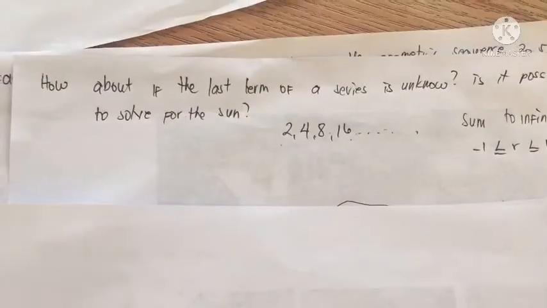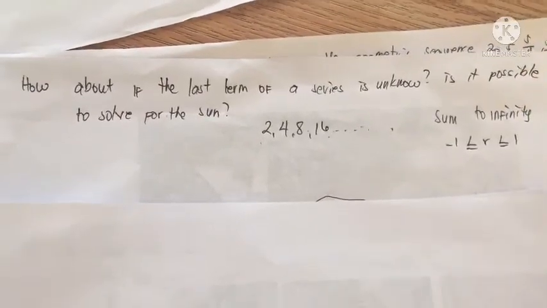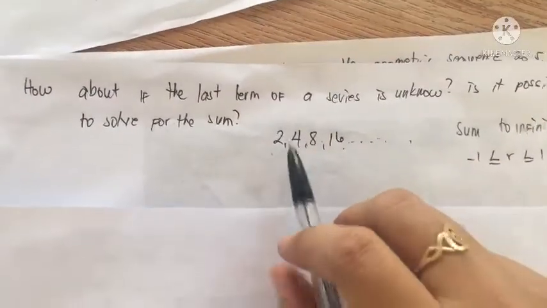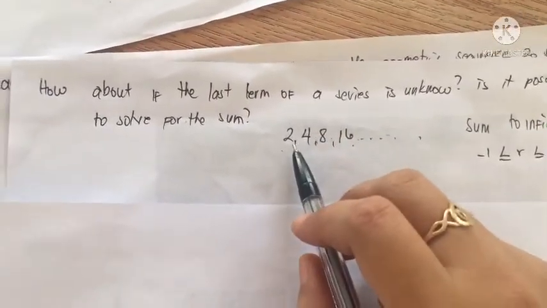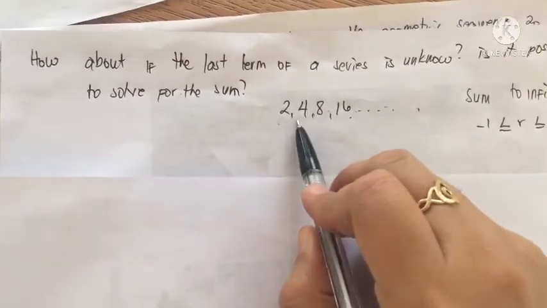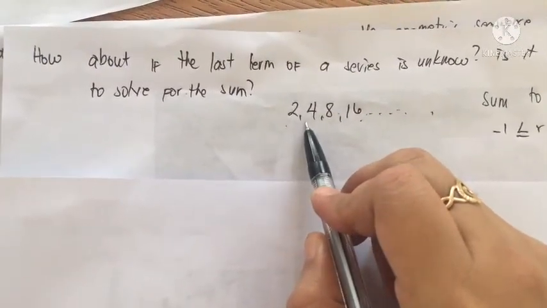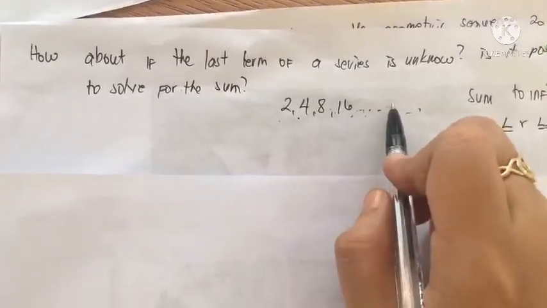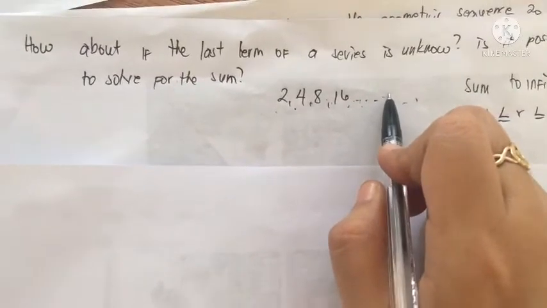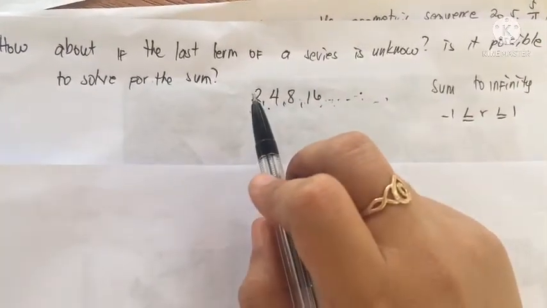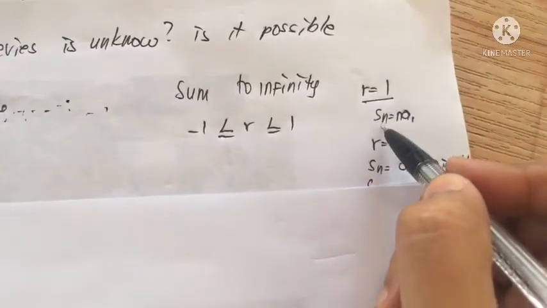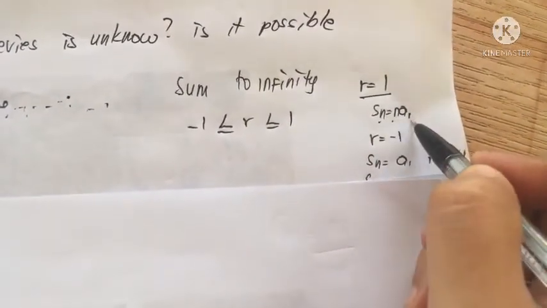Okay? How about if the last term of a series is unknown? Is it possible to solve for the sum? So, it's not possible to find the sum if the ratio is greater than 1. For example, this sequence. The common ratio is 2. You cannot get it to infinity because every time you add, it keeps increasing. Unlike in our previous examples, if the ratio is positive 1, the sum is always n multiplied by the first term.